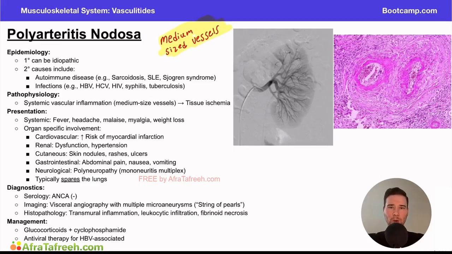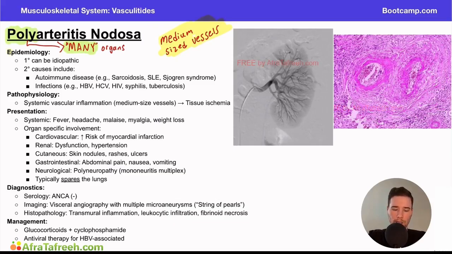One of the key things I want you to remember throughout this video is that polyarteritis nodosa affects many different organs. This can be the GI system, the kidneys, the heart, the nerves, and even the muscles. And the way I remember this is that the root word poly means many, and in this case, we're dealing with many organs, or many organs are involved.